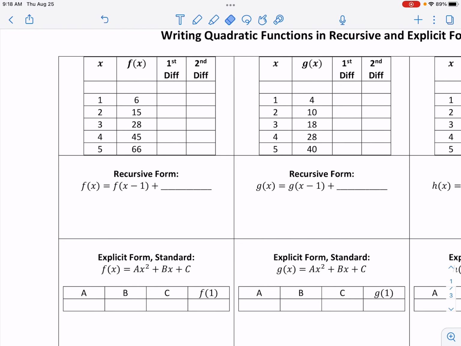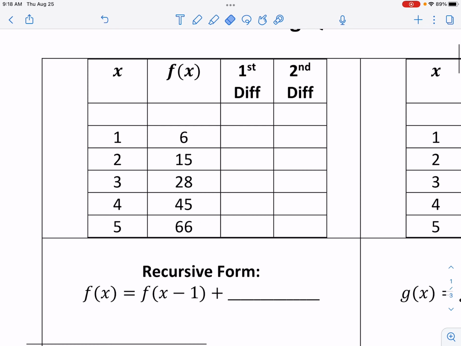Here we have tables that represent quadratic functions, and we can tell they're quadratic if the second difference is the same. As we look at this first table, the difference between 6 and 15 is 9.